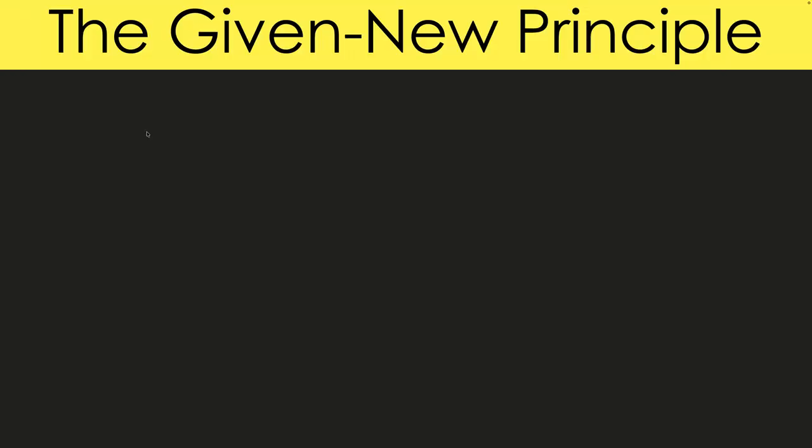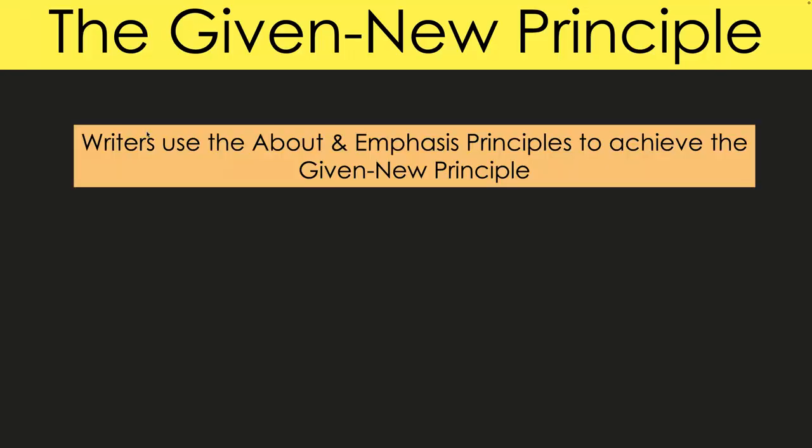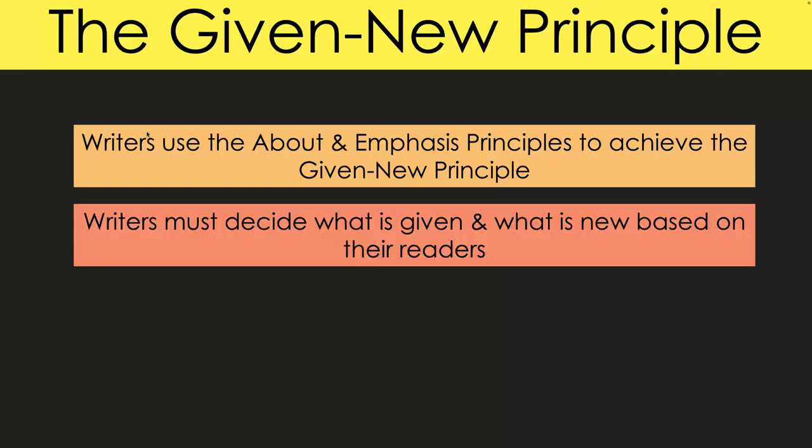So as we wrap up, let's just review some stuff here. That when writers use the given new principle, they're really using the about and emphasis principle to reconstruct it. The given information is usually the about, and the new information is usually in the emphasis position. Doesn't have to be, but that's usually what happens. That as you're writing, you must decide what is given information and what is new information based off of the readers that you are trying to talk to. Who is your audience? What might they know?